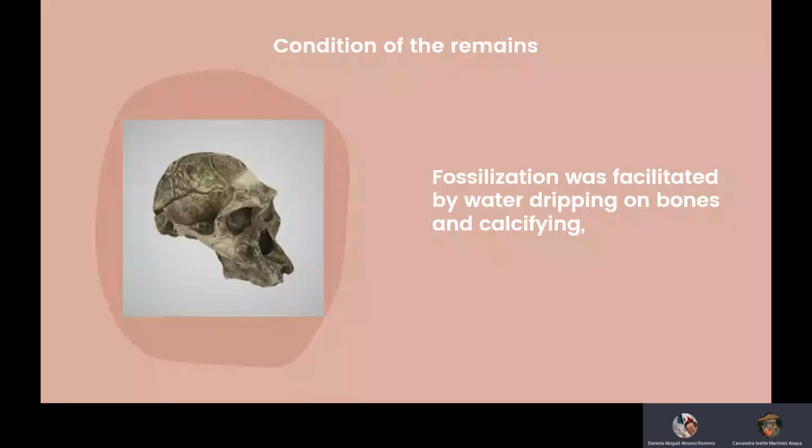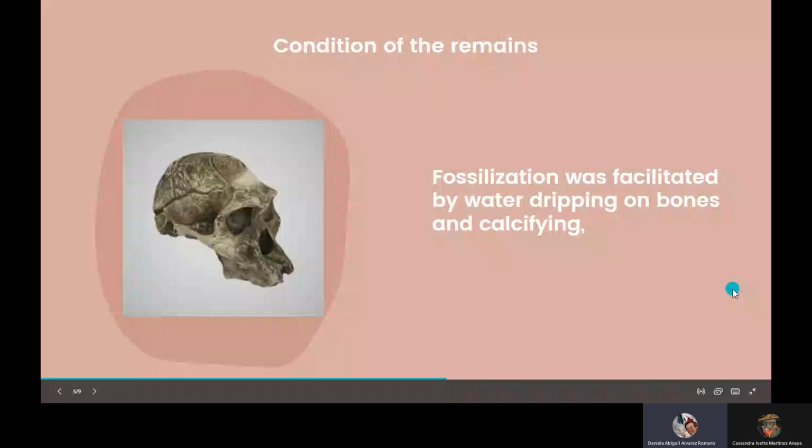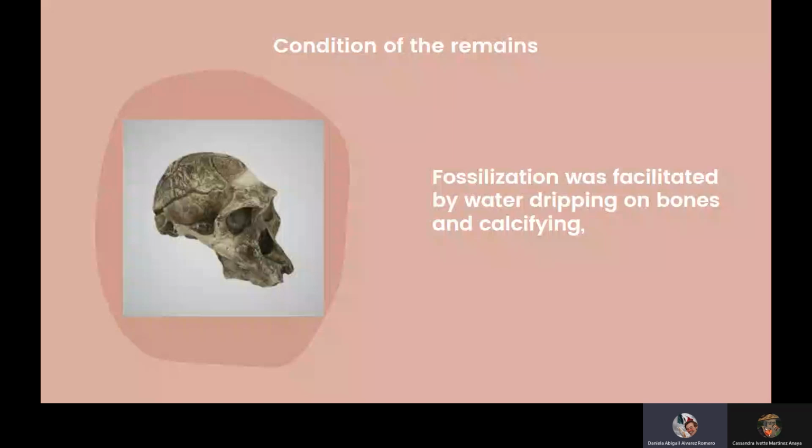Condition of the remains: material from more than 800 individuals has been collected over more than 20 years. Most of the fossils came from caves, some of which were discovered during mining and blasting activities. Fossilization was facilitated by water dripping on the bones and calcifying, just as stalagmites form. Over millennia, many of the caves filled in with mineralized deposits, and as the ground surfaces eroded, the underlying deposits were exposed and mined and then later excavated for fossils.